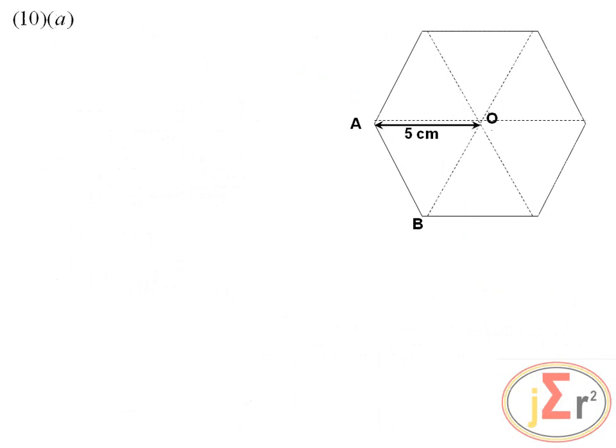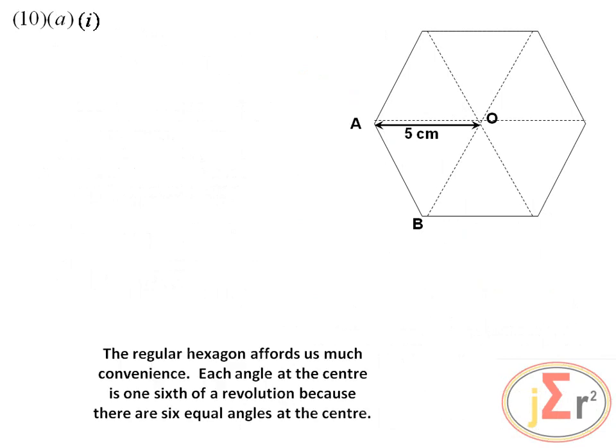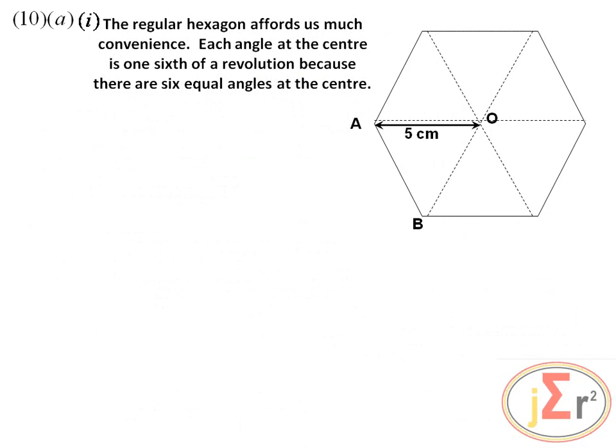Now for problem number 10. The regular hexagon affords us much convenience. Each angle at the center is 1/6 of the revolution because there are 6 equal angles at the center. And we are trying to find the angle AOB.